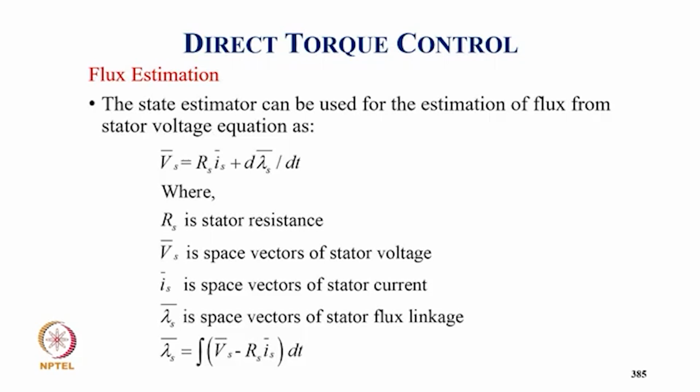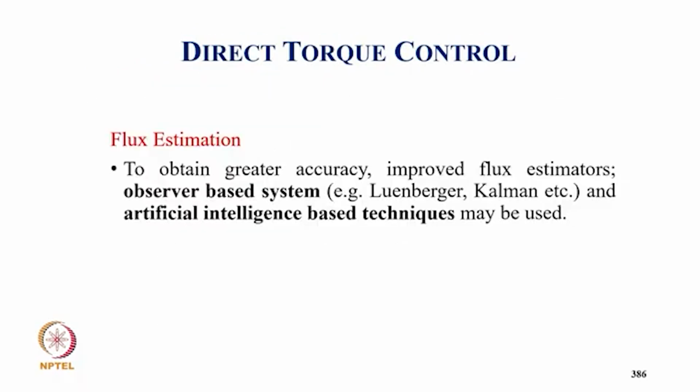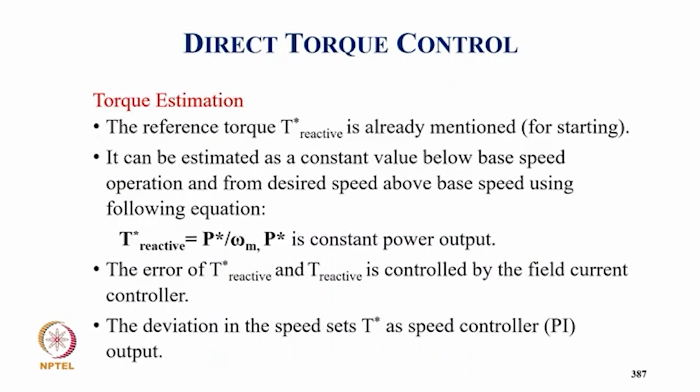So now coming to flux estimation, state estimation can be used for estimation of the flux from the stator vector Vs equal to RsIs plus d lambda S by dt, where all parameters are defined, and lambda S equal to the integration of (Vs minus Rs Is) dt. Now for flux estimation, to obtain great accuracy, an improved flux estimate, observer-based, Kalman filter and artificial intelligence based techniques may be used.